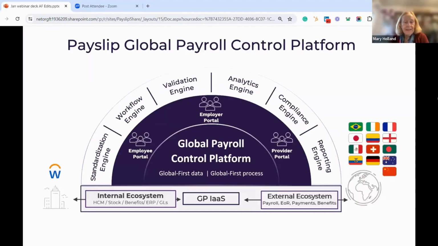So Payslip is a global payroll control platform. One of the pieces that are part of the global payroll control platform is, at the beginning, we have a standardized engine, we have workflow, validations, analytics, compliance, and reporting tools all built into the platform. So bringing your data in from Workday, your human capital information on the employees, the details of compensation, what you have stored in Workday, goes directly into our platform.